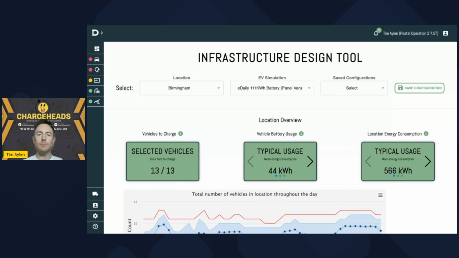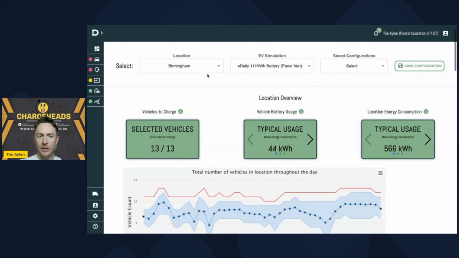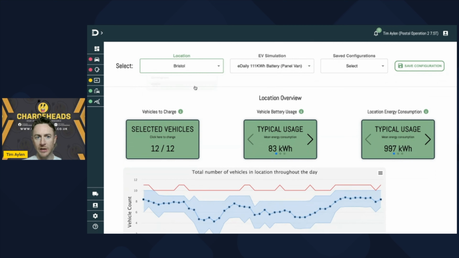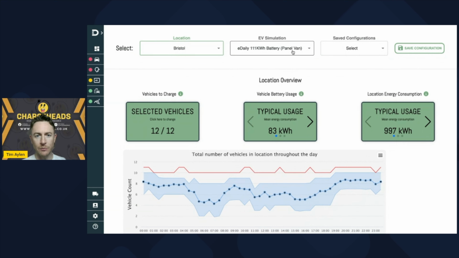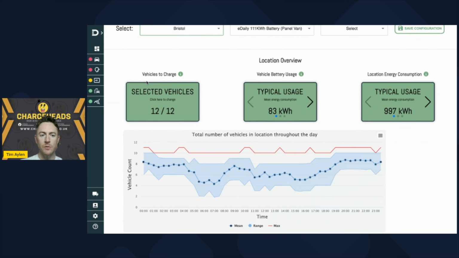And it's absolutely important to understand, well, yeah, okay, those are the vehicles and they work, but what's going to be the energy consumption? What are going to be the peak energy demands during certain days? And this system allows you to simulate that. So in this infrastructure design tool, we can select the location, depot location, different vehicles as well. We'll stick with the one that we're in. So there's 12 vehicles in this depot.